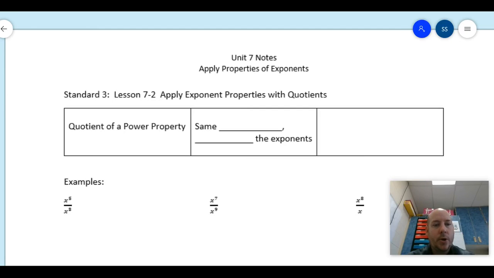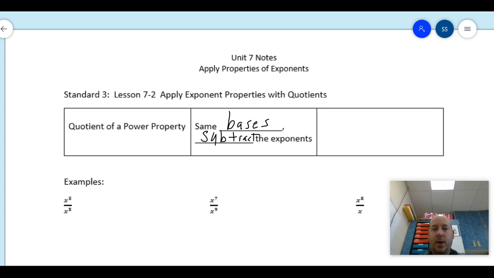All right, so we're going to look at our third standard here, which looks at exponent properties with quotients. So we've looked at what we do when we multiply with exponents. Here we're going to look at what we do when we divide. So our first rule basically says that if we have the same bases, we're simply going to subtract the exponents. Okay, just want to subtract the exponents.